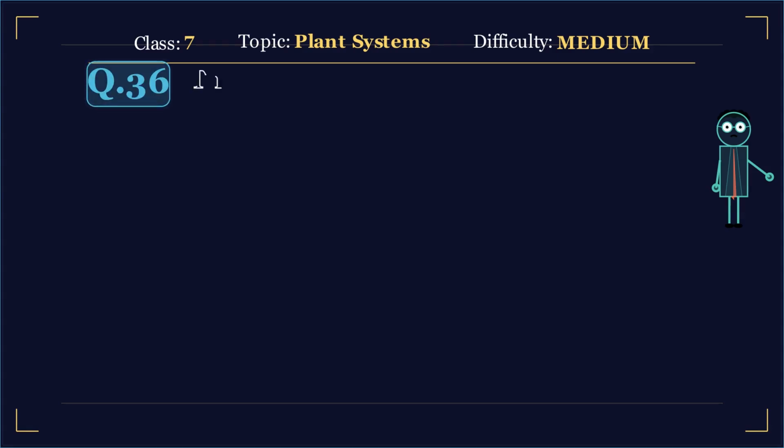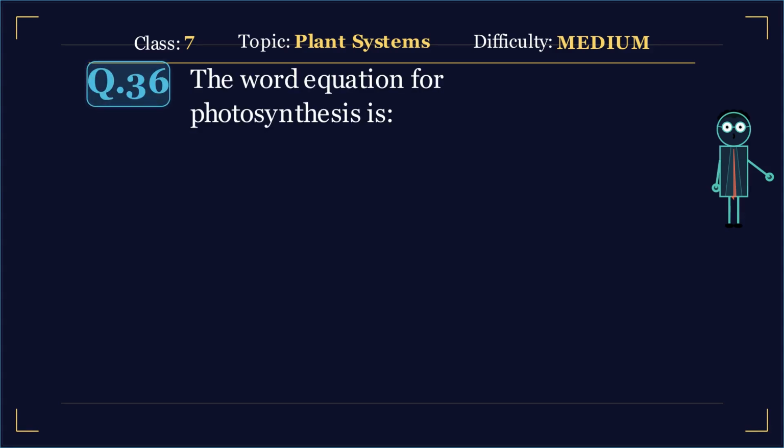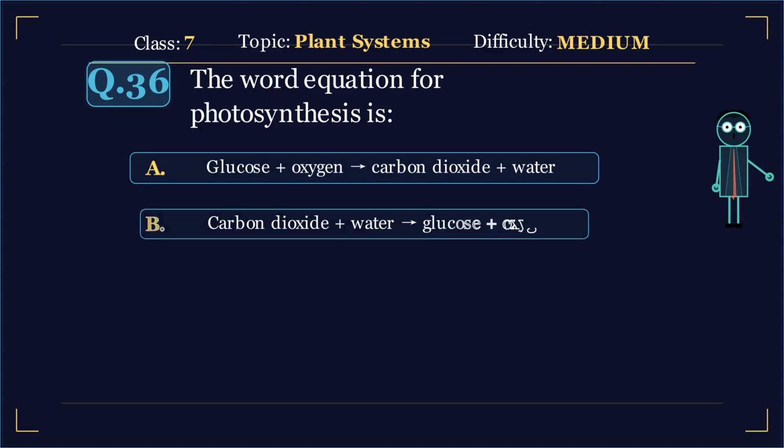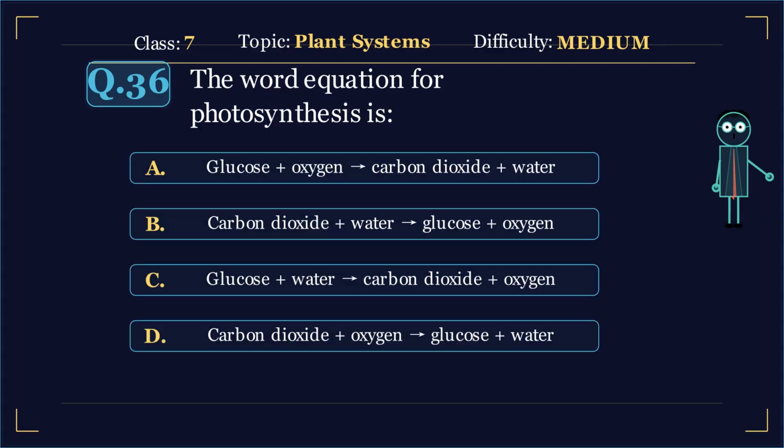Question 36. The word equation for photosynthesis is. Option A, glucose plus oxygen, right pointing arrow, carbon dioxide plus water. Option B, carbon dioxide plus water, right pointing arrow, glucose plus oxygen. Option C, glucose plus water, right pointing arrow, carbon dioxide plus oxygen. Option D, carbon dioxide plus oxygen, right pointing arrow, glucose plus water.